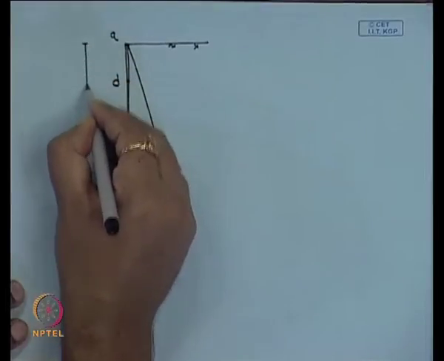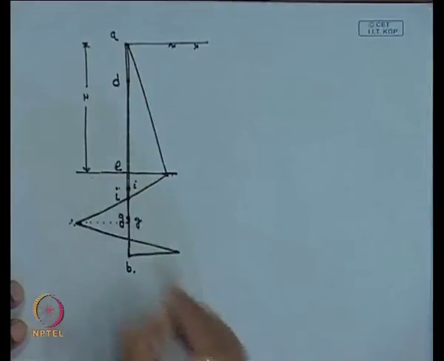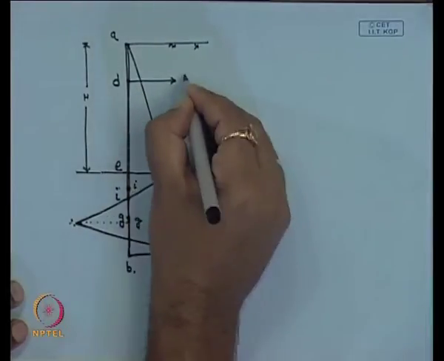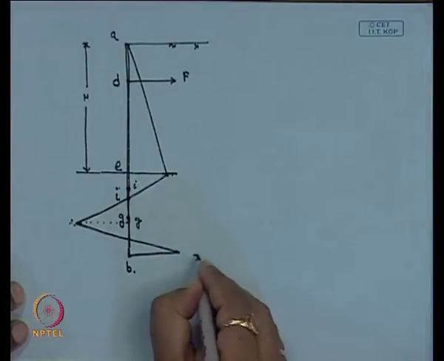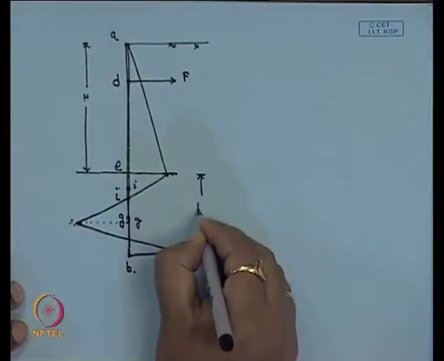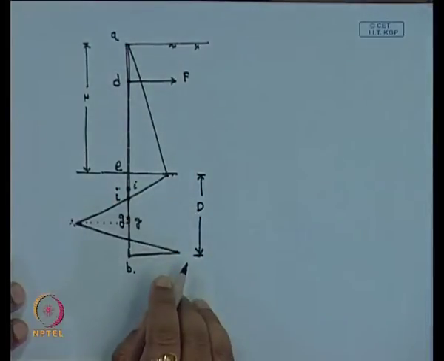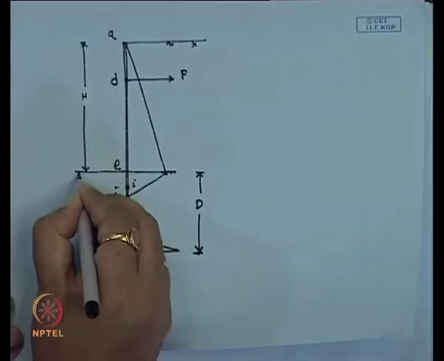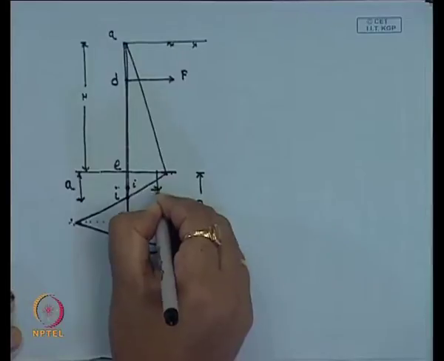Suppose H is the height of the sheet pile. Here somewhere F is acting, which is the anchor force, and then this is the required depth below the dredge level. So, we will get this type of pressure distribution in this case. Here also this is say A, and this distance is I, say.